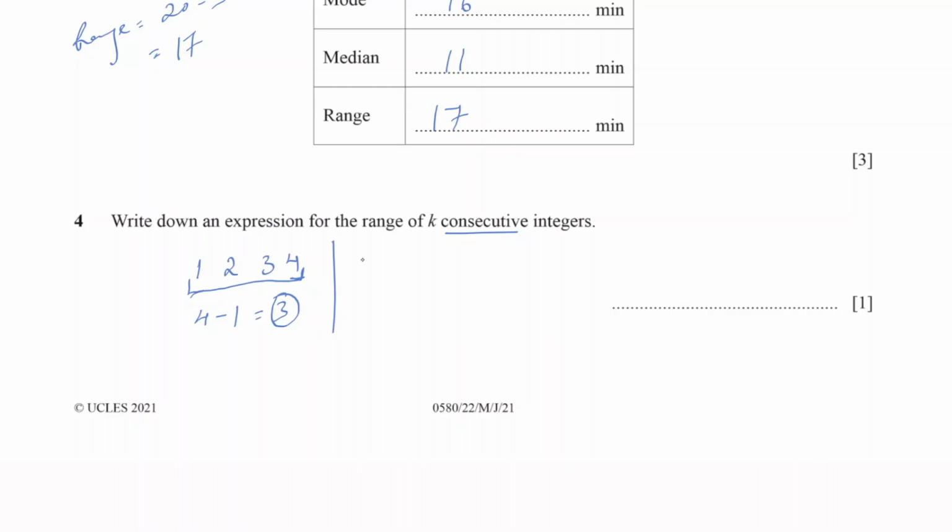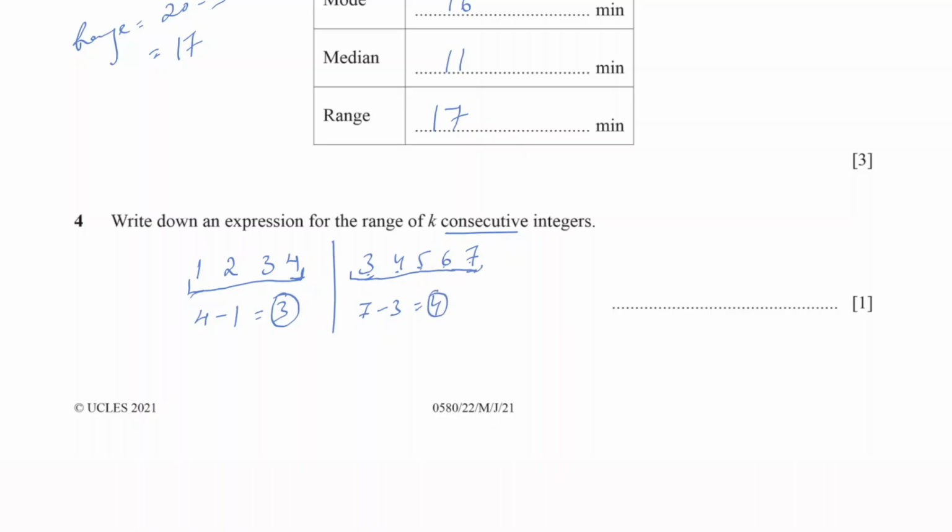Let me take 3, 4, 5, 6, 7. The total value is how much? 1, 2, 3, 4, 5. Okay, so what is the range? The highest value is 7 and the lowest value is 3. 7 minus 3 is 4. So if I am taking the total value to be 5, I am getting the range as 4, that is 1 less than that.